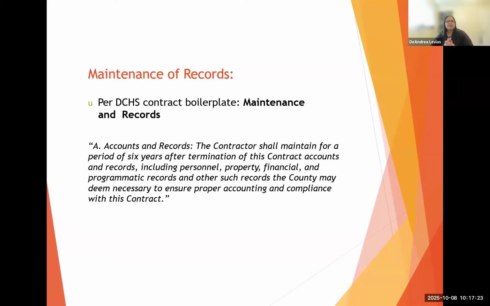Maintenance of records. Again, per your contract, accounts and records, the contractor shall maintain for a period of 6 years after the termination of the contract, accounts, records, including personnel, property, financial, and program records, and any such records the county may deem necessary to ensure proper accounting and compliance. So again, this is 6 years after your contract ends. You're required to still have this information on file in the event that you need to pull it, or it needs to be provided at a later date.